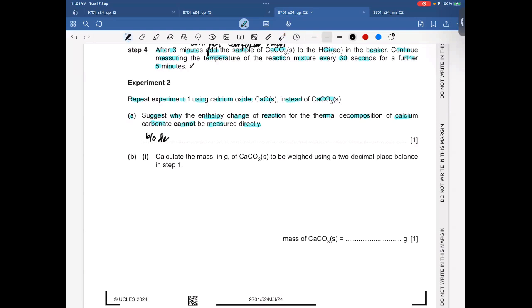Because decomposition requires heating and it is very difficult to know how much energy is absorbed, so it is difficult to measure the temperature.